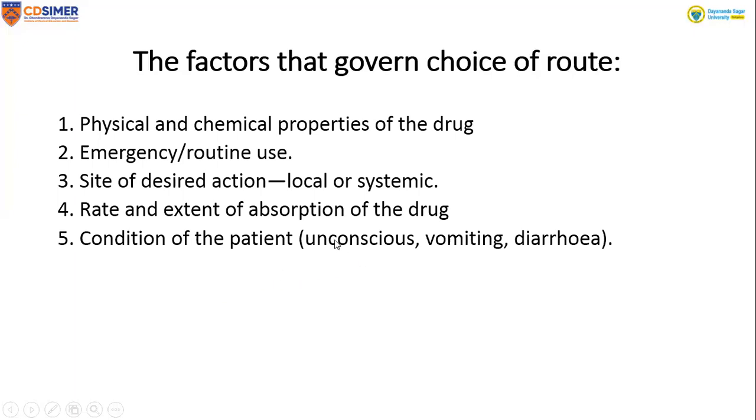Then the patient condition. If the patient is conscious, then give orally. Unconscious, then it is impossible to give oral tablets or capsules. Better to use the alternate route of administration. Then vomiting. Okay, if the patient is having vomiting, then first give the antiemetic and then think of giving oral route if at all the patient is able to tolerate.